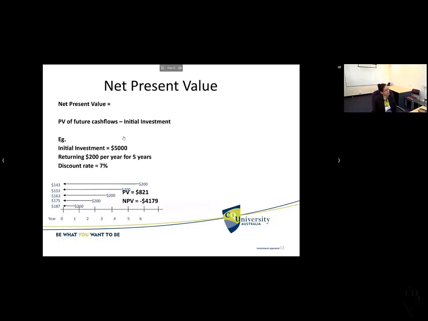So, for example, with this one, the formula for net present value is we bring all of those future cash flows to a present value.